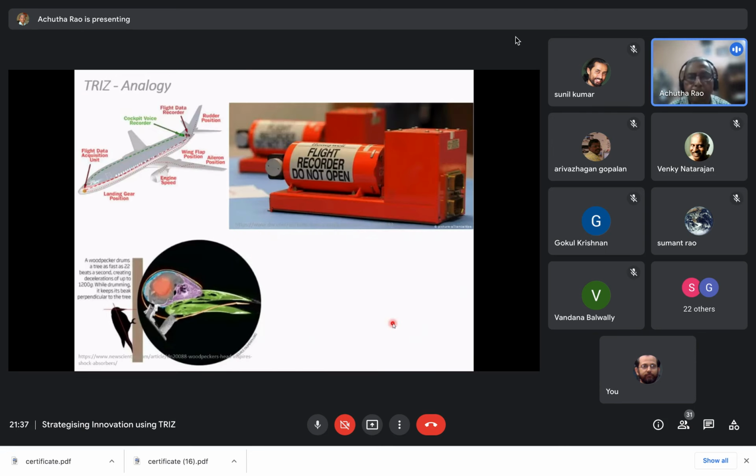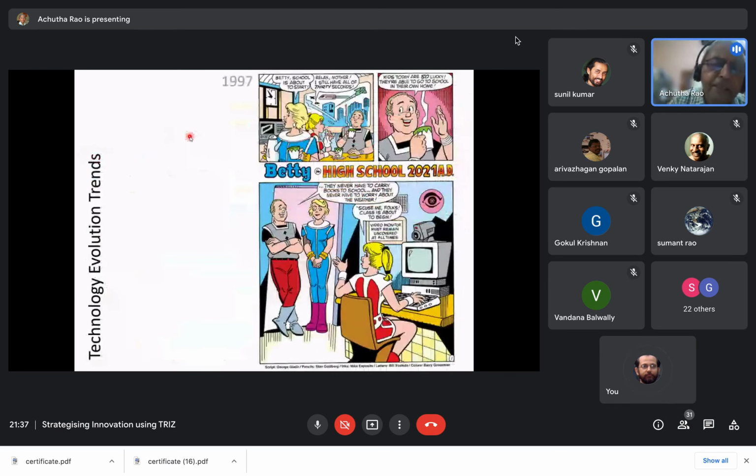So what is the result? I hope most of you know that the flight recorders have been developed based on deriving the knowledge of the woodpecker, which is actually put somewhere here in the aircraft, right? This is a very interesting thing.